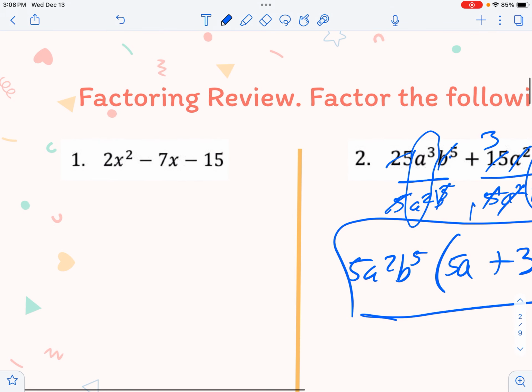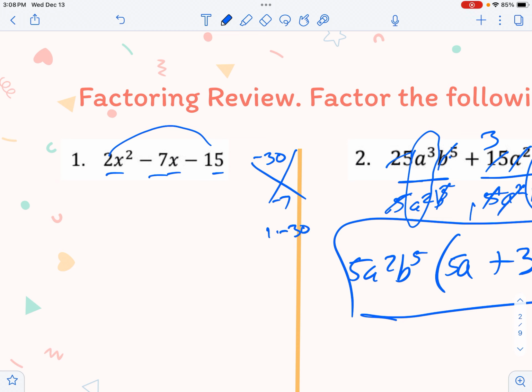General trinomial. Okay, so this is one where we're doing the x method. X squared, x, and a constant. A times c. So 2 times negative 15, that's negative 30. I want factors of negative 30 that add up to negative 7. If you list them all out, the largest one has to be negative. So 1 times 30, well, it'd be negative 30. That's not going to add up to negative 7. 2 times 15, that'd be negative 15. And 3 times 10. Okay, 3 and negative 10 add up to negative 7. So this is going to be 3, this is going to be negative 10, and they have to add up to negative 7x. So these are my x terms.